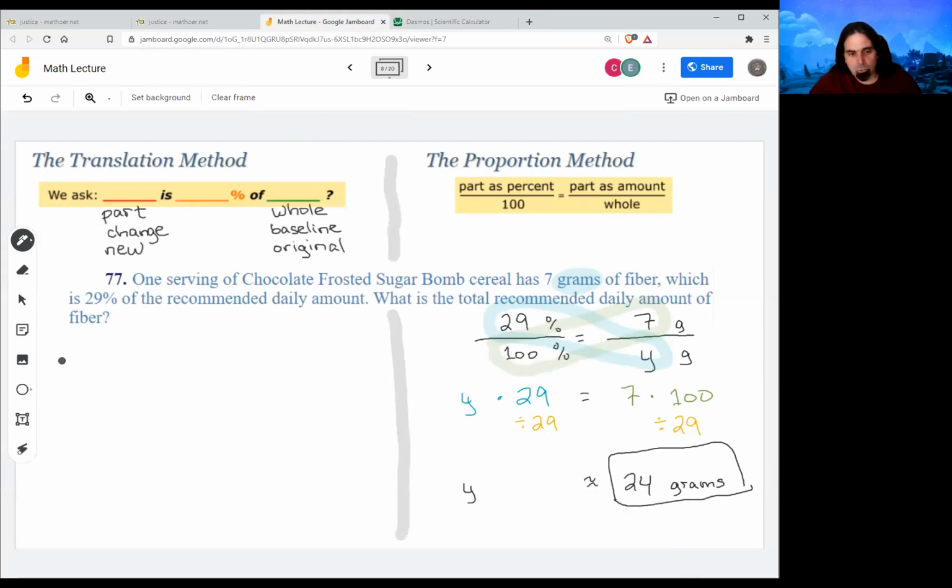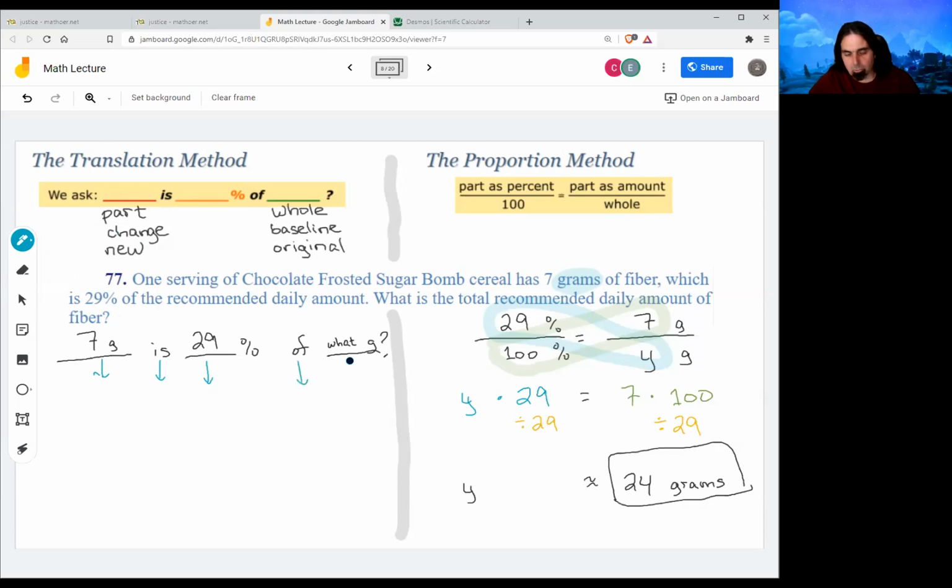On the other side, you would do something is something percent of something. Our part would be 7 grams is 29% of what grams? Translate everything.